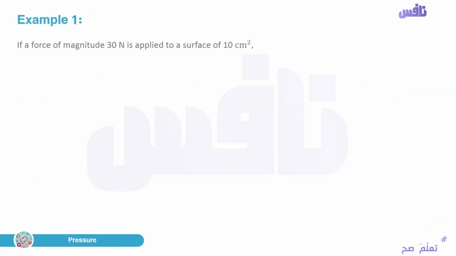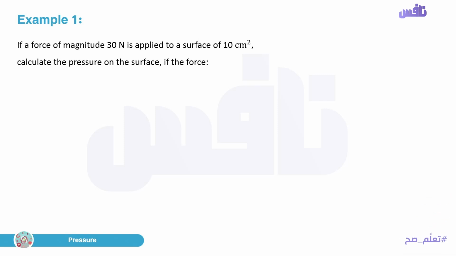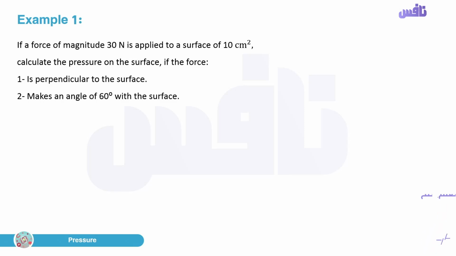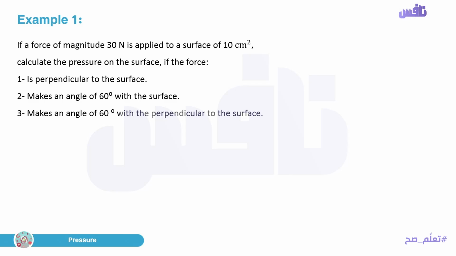Example 1 says: if a force of magnitude 30 Newton is applied to a surface of 10 centimeter square. So, friends, we are given the force F and given the area A. Calculate the pressure on the surface if the force: bravo, you are telling me the teacher will change the angle. Let's go. Number 1, the force is perpendicular to the surface. Number 2, the force makes an angle of 60 with the surface. And number 3, it makes an angle of 60 with the perpendicular to the surface.